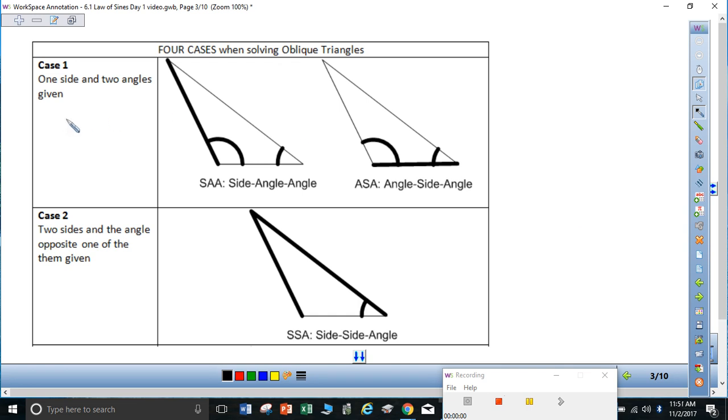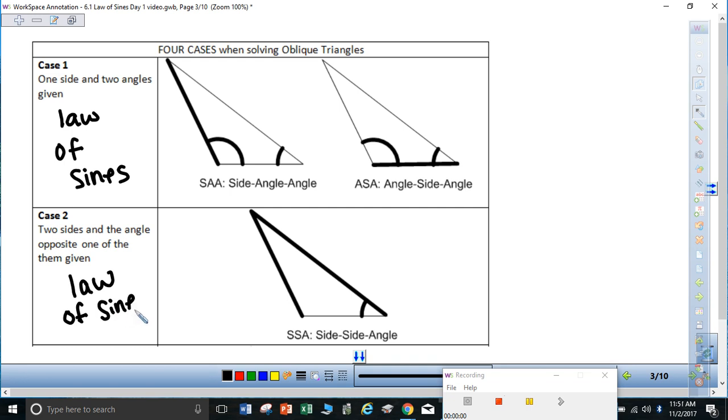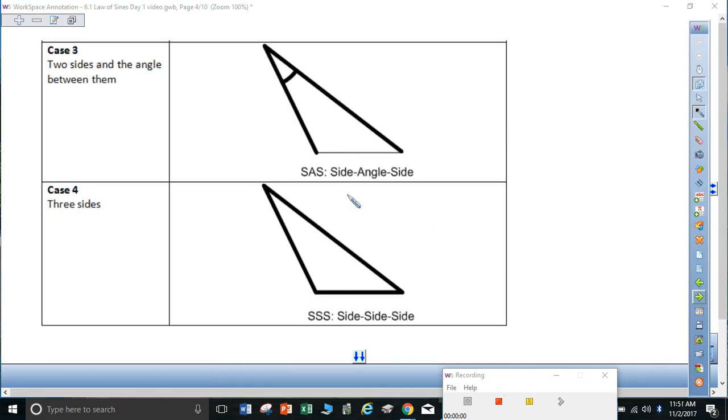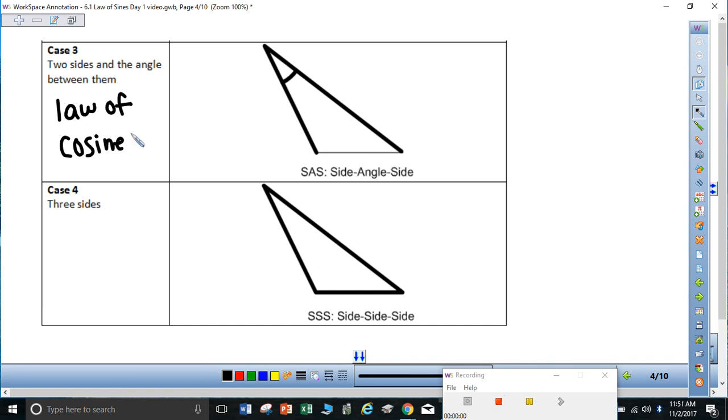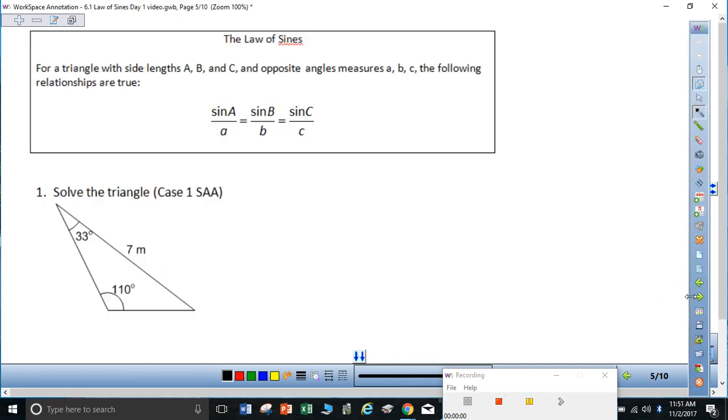So to go back, case 1 and case 2, we are going to be solving those using the law of sines, which we'll be talking about today. Today, actually, our focus is just going to be on case 1. Our next lesson, we're going to be talking about case 2. And next week, we are going to be talking about case 3 and case 4. These two triangles, we'll actually solve them using a different method called the law of cosines. Sort of a preview of where we're headed.